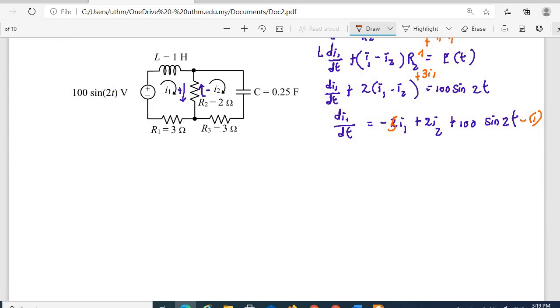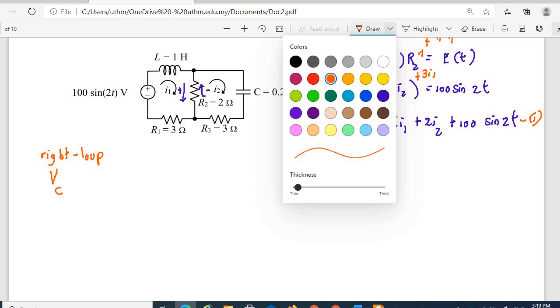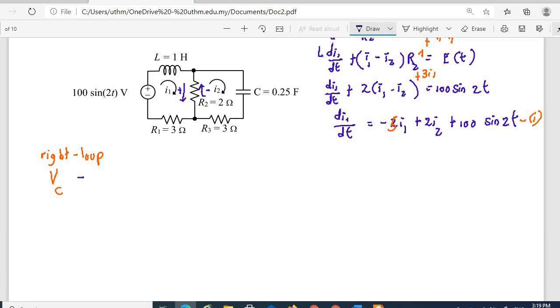Now you focus on the right loop. In the right loop, we have the VC plus VR3. I will use this method: VC plus VR3 equal to VR2. For VL plus VR2 plus VR1 equal to E(t). Now you let VC plus VR3 equal to VR2.